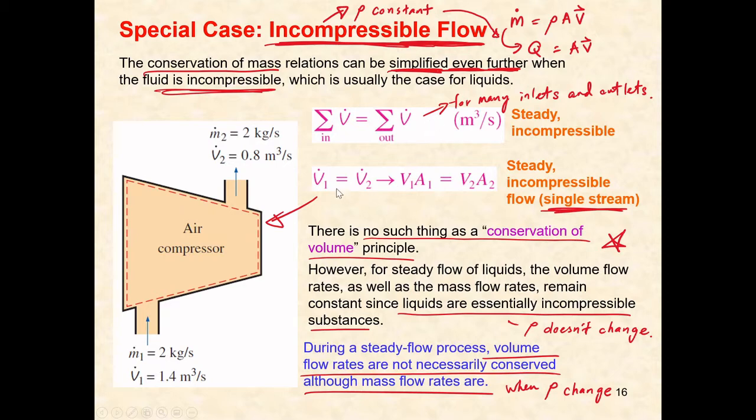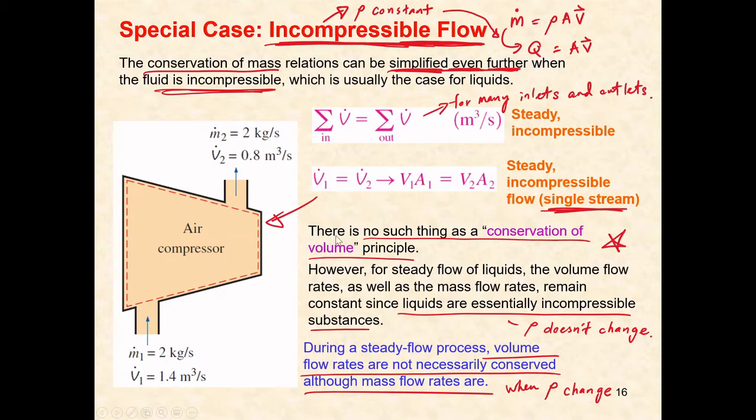So in this simplistic form, you can equate the inlet to the outlet. You just use the volumetric flow rate, which equals the velocity V1 multiplied by the area A1, equals the outlet V2 and the area A2. This is true for steady state incompressible flow, as well as single stream, because we only have 1 inlet and 1 outlet.